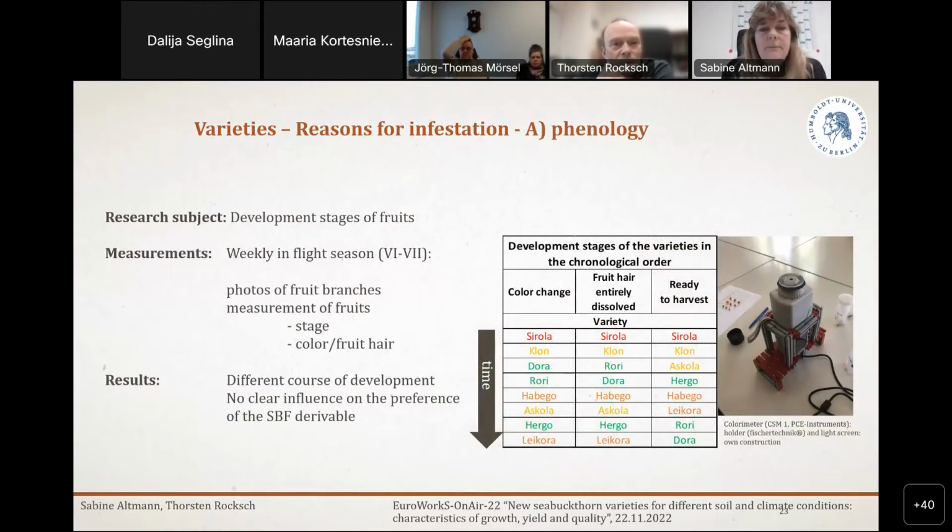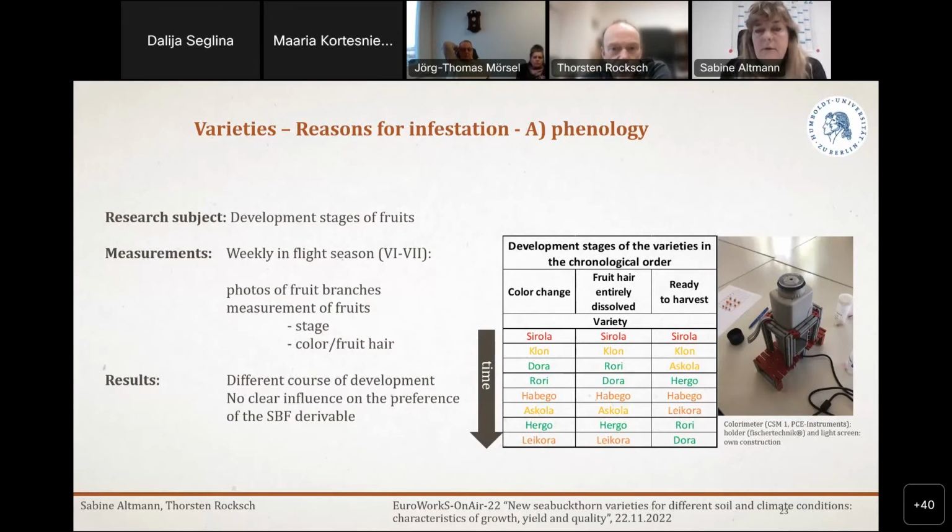So first we come to the development stages of the fruits. For that I took weekly photos of fruit branches and measured the stage and the color and fruit hair development of the fruits. On the right side in the charts you see the results. I grouped the varieties in the chronological order, and if you look at the time arrow you see that color change and fruit hair dissolvement are from the grouping of the varieties almost the same. So color change and fruit hair detachment start with Zerola, and then followed by the 3 Romanian varieties. And then there comes Havego, Ascola, Hergo, and the Lycora was the last to change color and detach fruit hair.